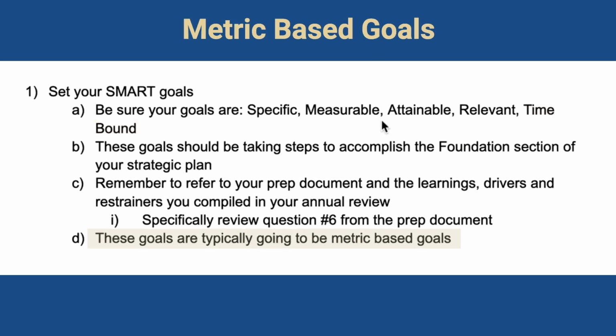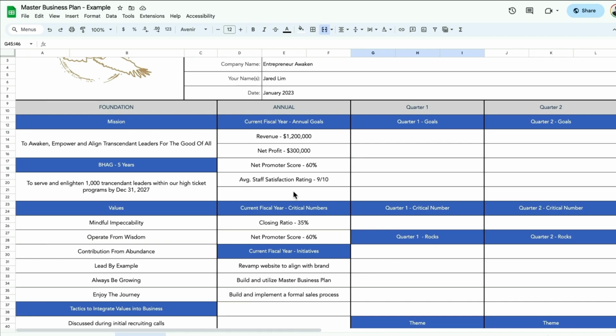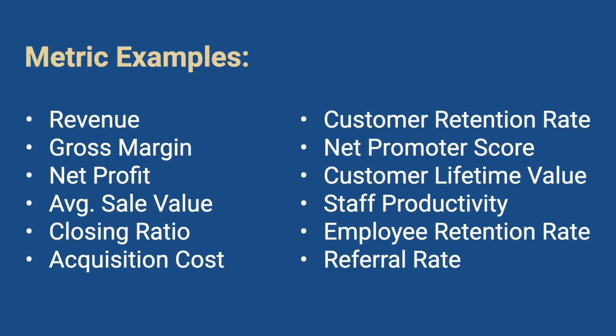And the final piece here is that these goals are typically going to be metric-based goals. So you can see here in the example, these are all specific metrics. So revenue, net profit, net promoter score, average staff satisfaction rating. So we're typically going to be looking at the most important metrics for your business to be measuring and achieving this year.